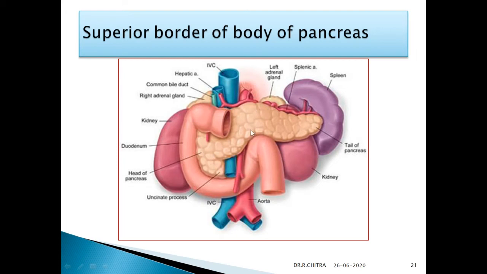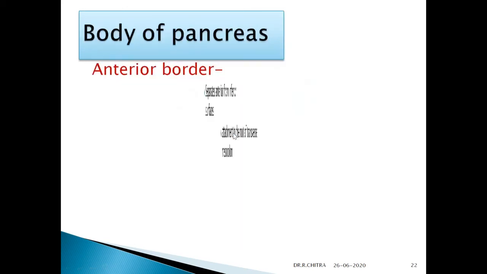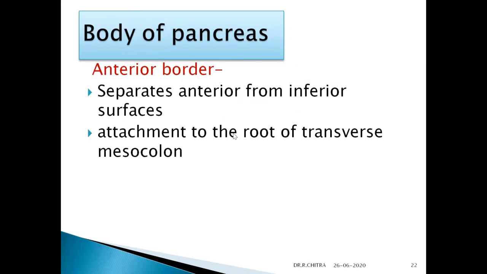Between the superior surface and inferior surface, there will be the anterior border here. So what is attached to this? This is the superior surface forming the stomach bed. This is the inferior surface. Between these two surfaces, there will be a border called anterior border, which will give attachment to one peritoneal fold between the transverse colon and the pancreas. What is that? Transverse mesocolon. Yes, it gives attachment to the root of the transverse mesocolon.